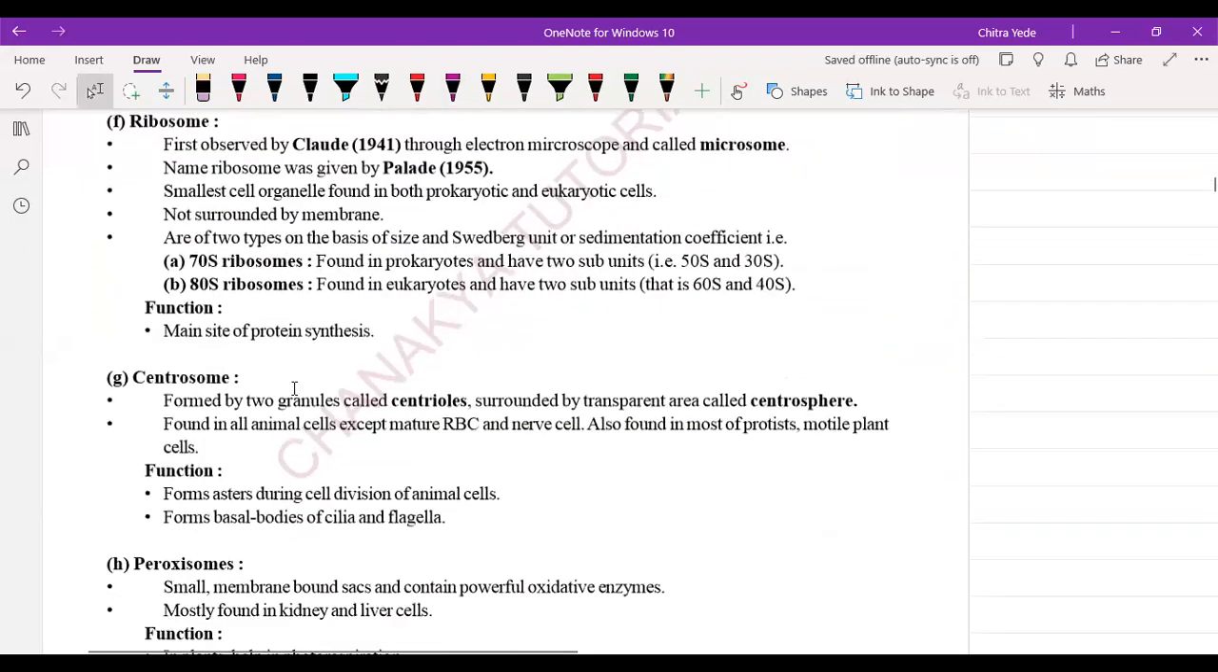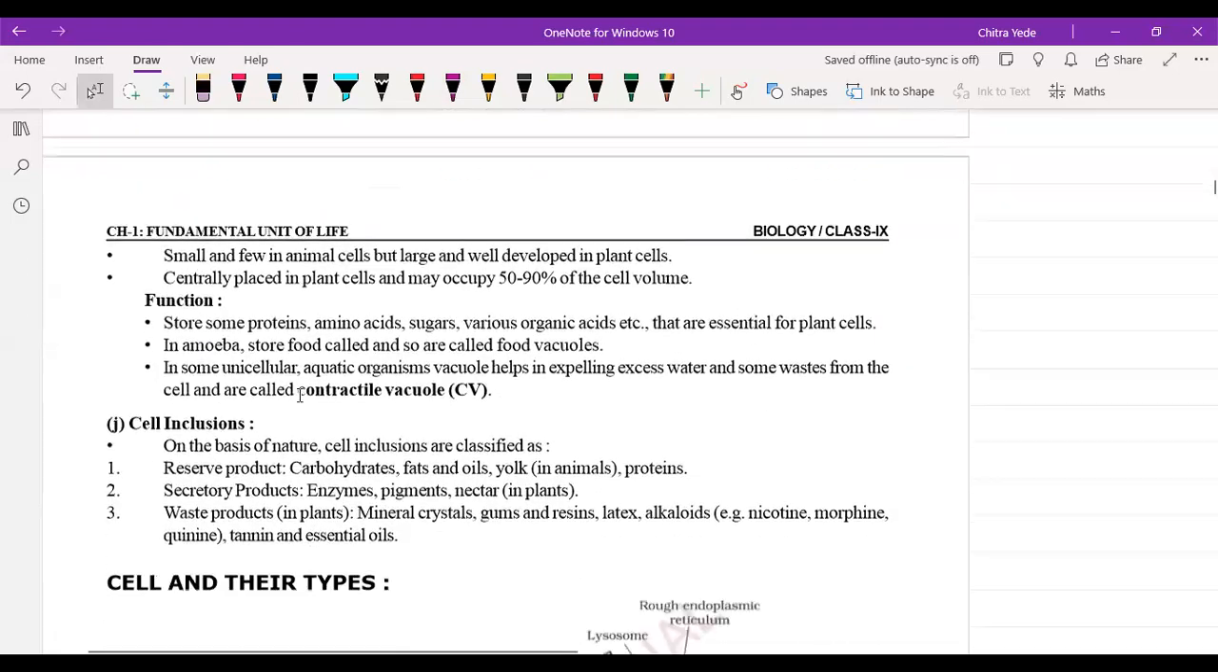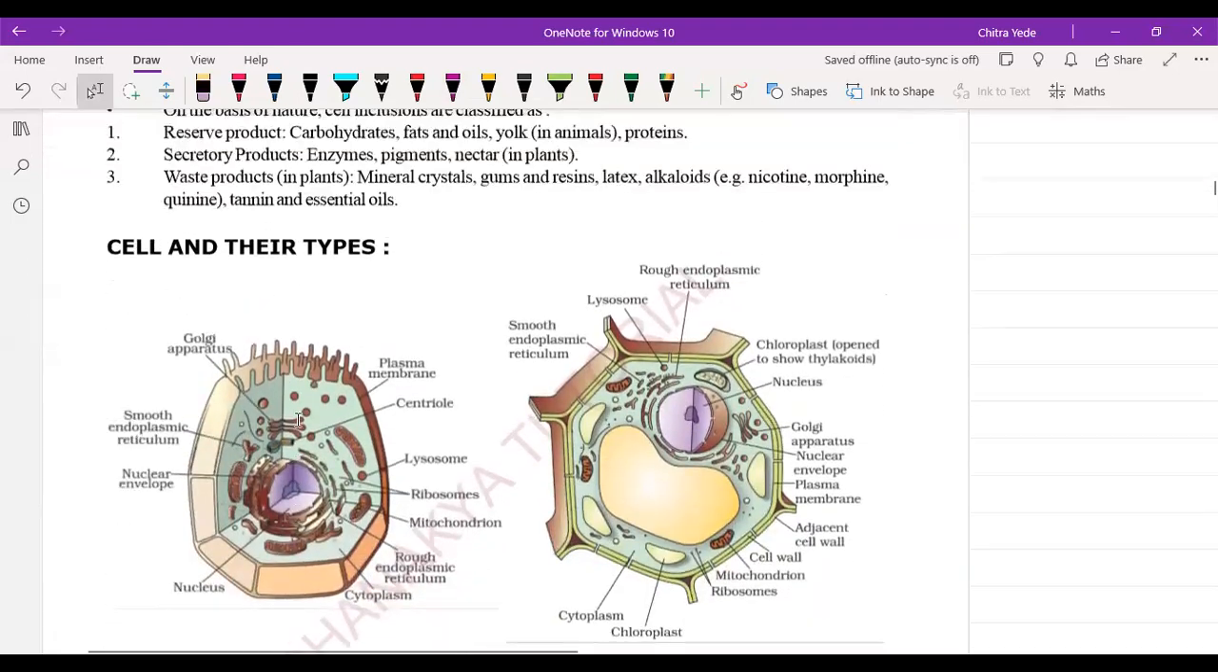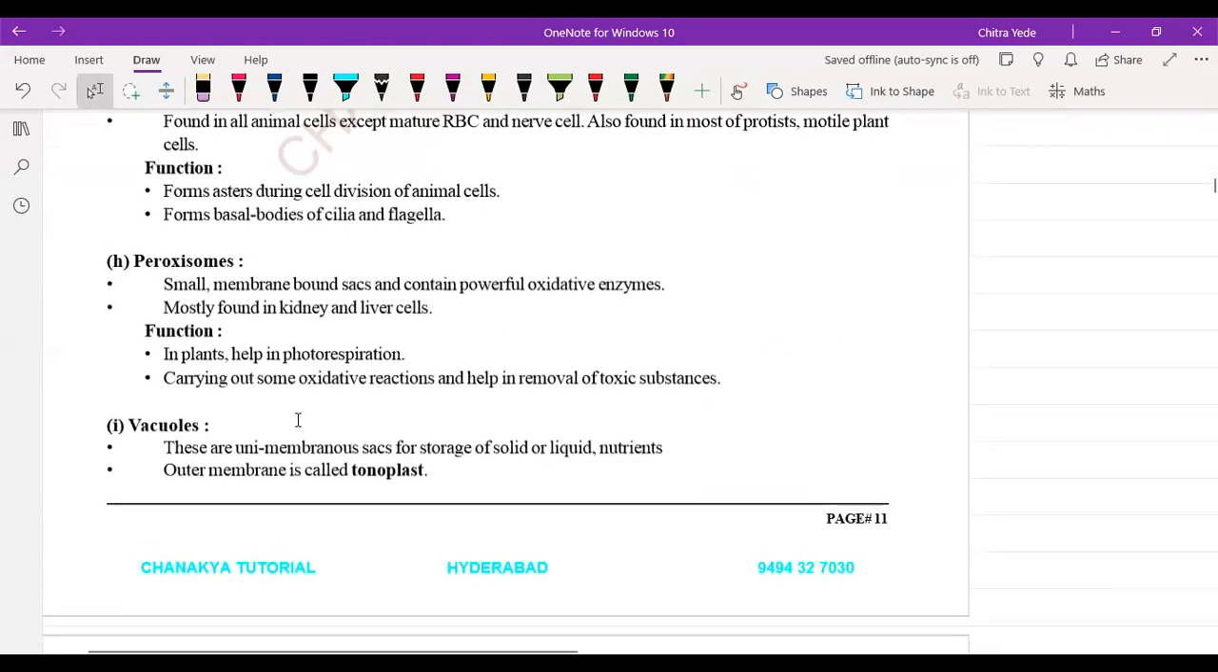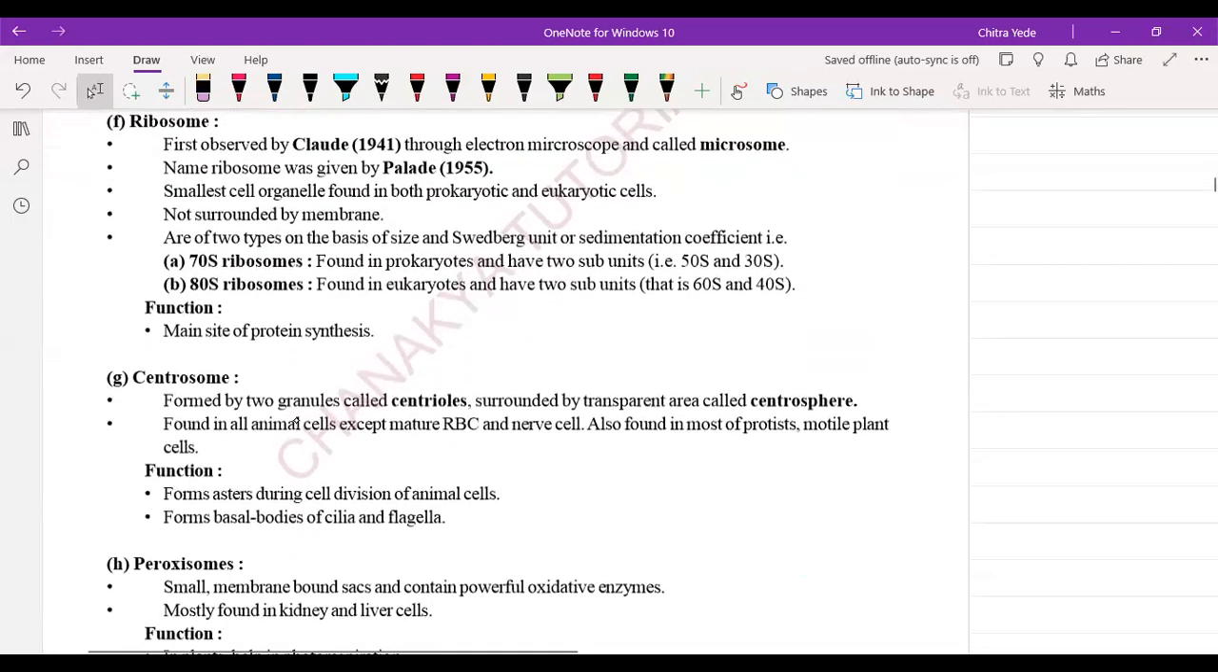Then we have ribosomes. Ribosomes were first observed by Claude in 1941 through the electron microscope and are also called microsomes. The name ribosomes was given by Palade in 1955. They are the smallest cell organelles found in both prokaryotic and eukaryotic cells.